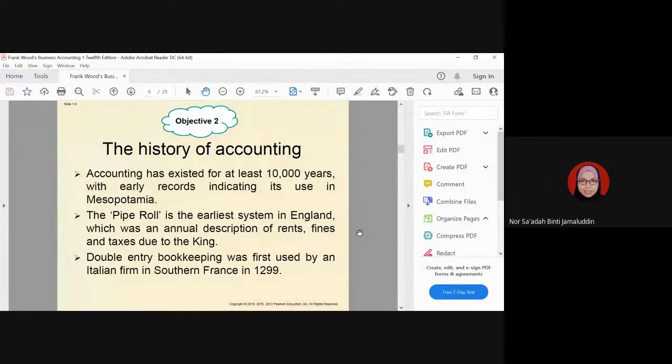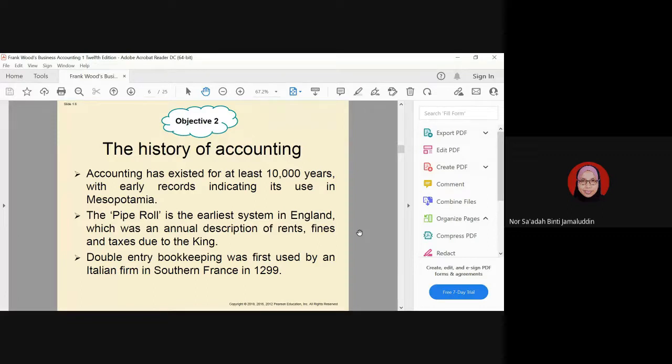This is objective number 2, also on the history of accounting. Accounting has existed for at least 10,000 years, with early records indicating its use in Mesopotamia. Mesopotamia is one of the pioneers of accounting records.